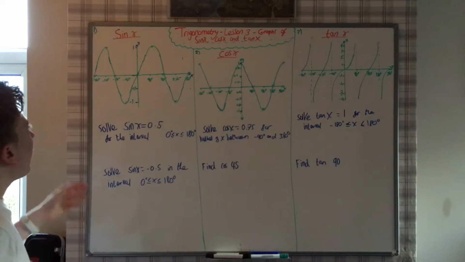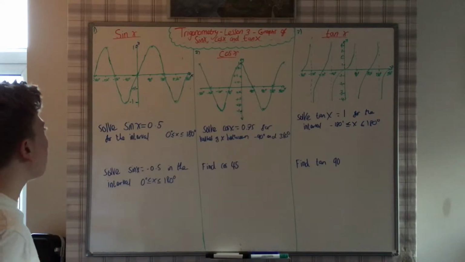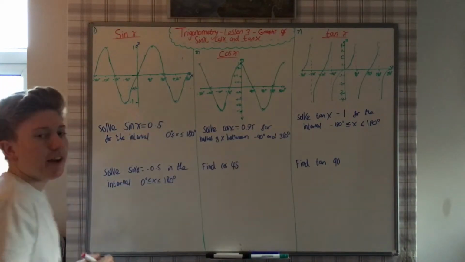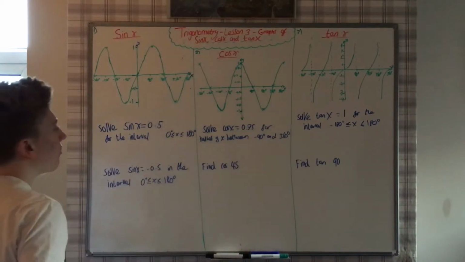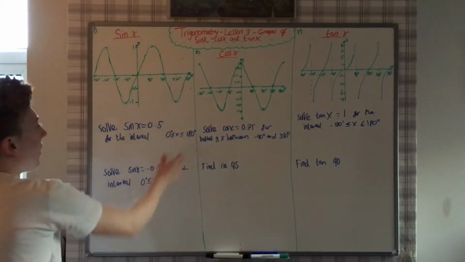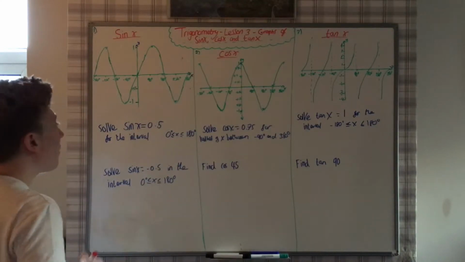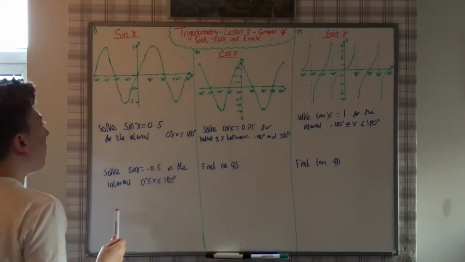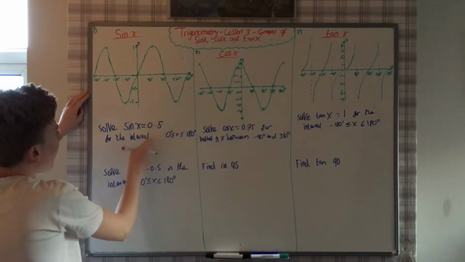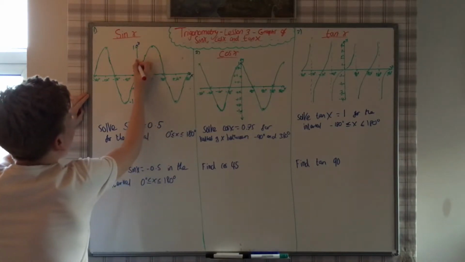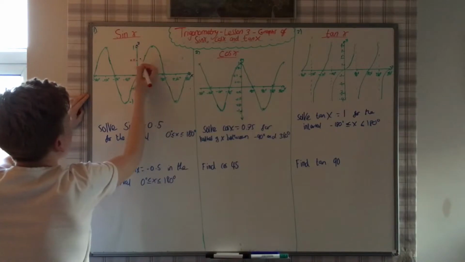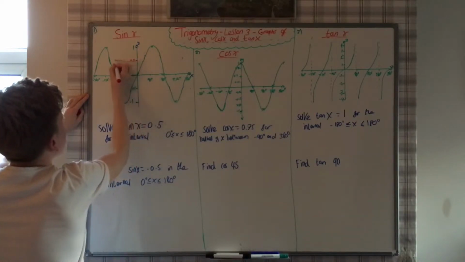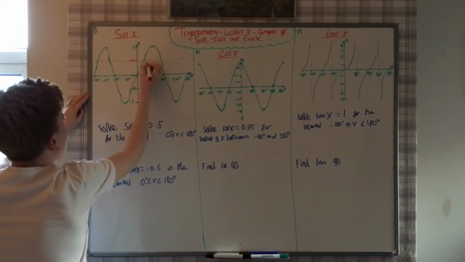Now, if we look at a question with this, the first one says solve sin x as a half. Well, we're told to do this in the interval 0 degrees to 180 degrees, so x is between those two values. Well, the first thing to do is to think, well, if sin x is 0.5, let's take 0.5 on the y-axis, which is going to be there, okay? And let's draw a line all the way across the graph horizontally.